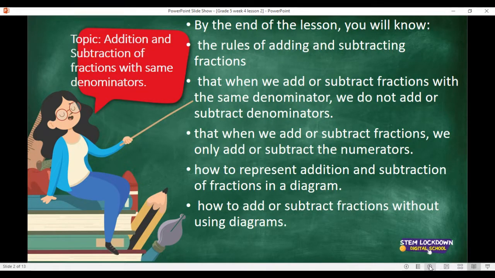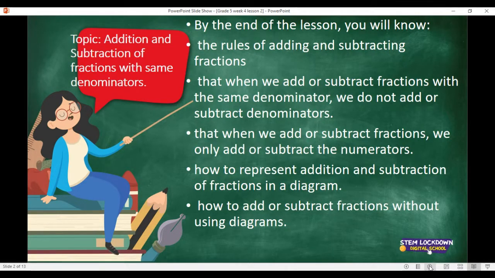And then you also know that when we add or subtract fractions, we only add or subtract the numerators. That is rule number 2. The numerator is the top number on a fraction.